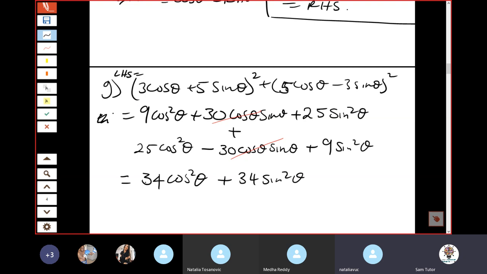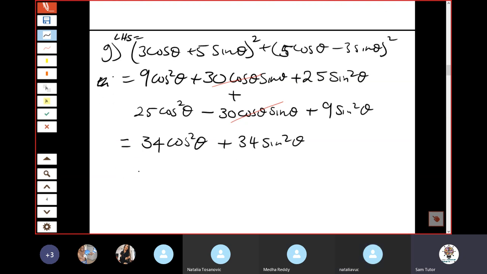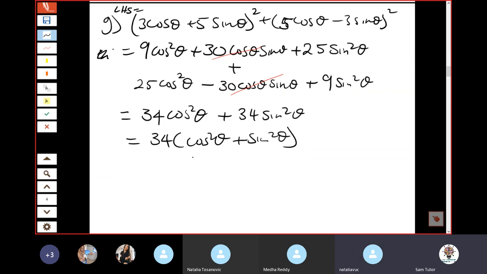Yep. And then what do you see? 34, 34. What are you going to do? You factor out. So it'll be 34 and then in brackets cos squared theta plus sine squared theta. And what do you know this cos squared plus sine squared becomes? Equals 1. So my answer is just equal to 30. And that's exactly what we wanted. Good job.